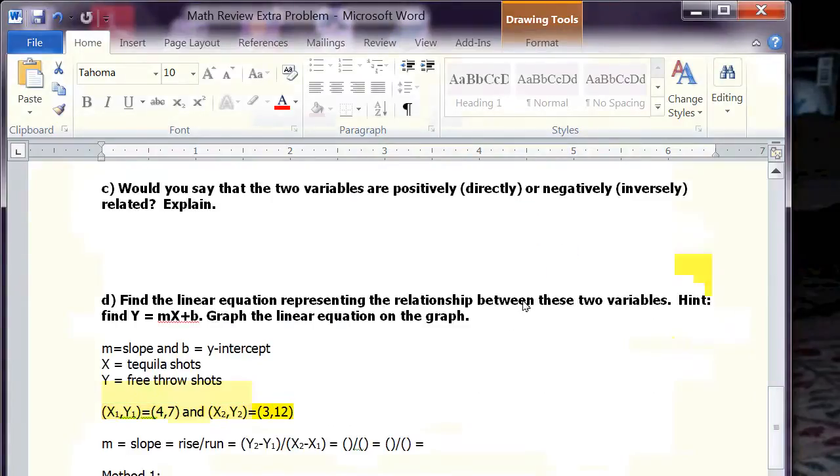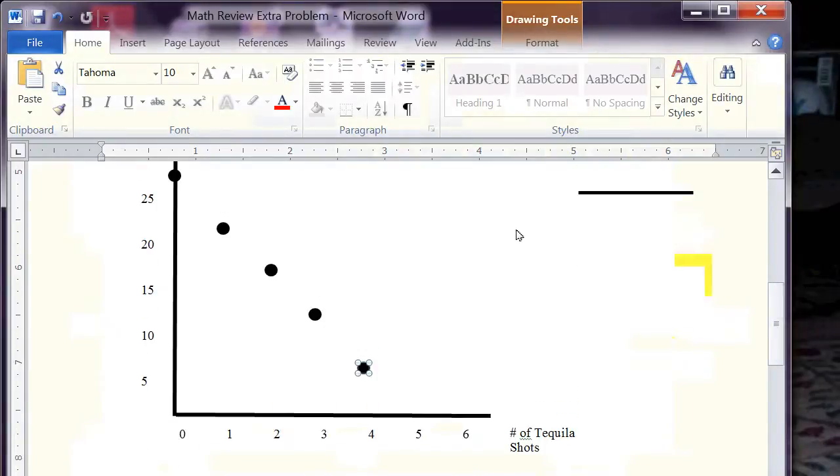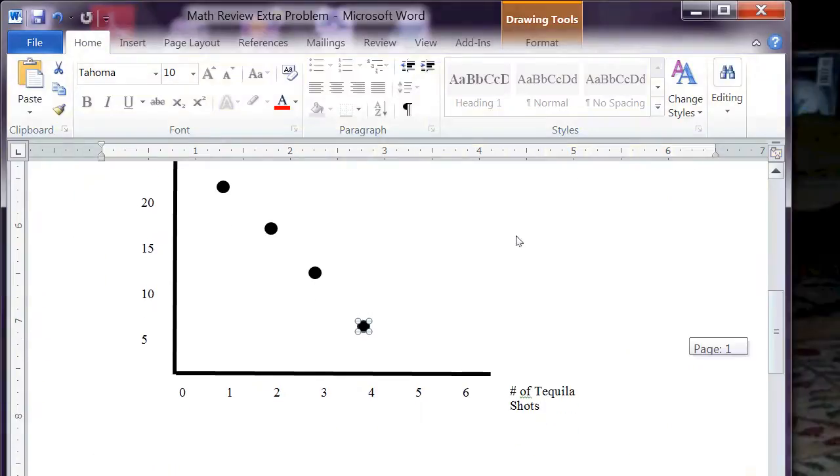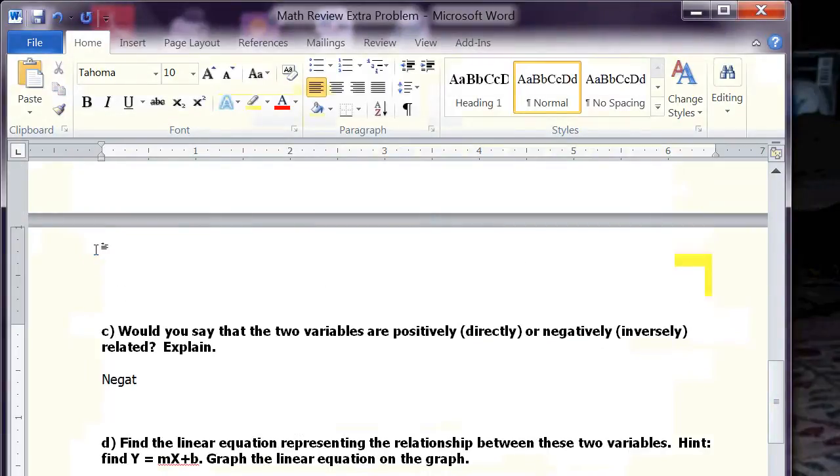Our next section asks us, would you say that the two variables are positively, directly, or negatively, inversely related? If we look back at our graph, you'll see that our points are sloped sort of downward. It's almost like we're going down a hill. That's occurring because as our number of tequila shots goes up, our number of free throws goes down. So the more tequila shots you take, the fewer baskets you make, and that's indicative of a negative relationship. So we're going to say that these variables are negatively related.